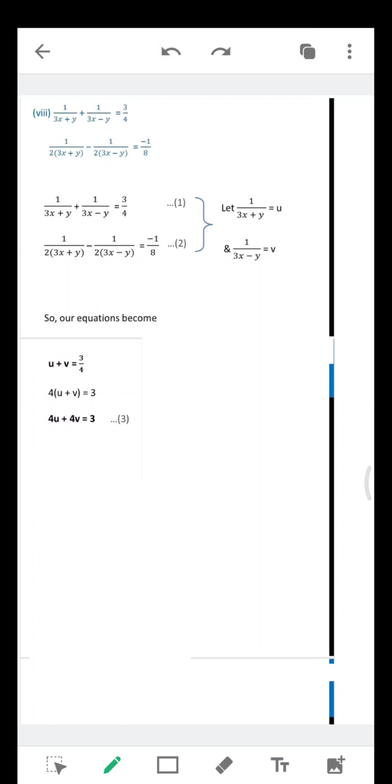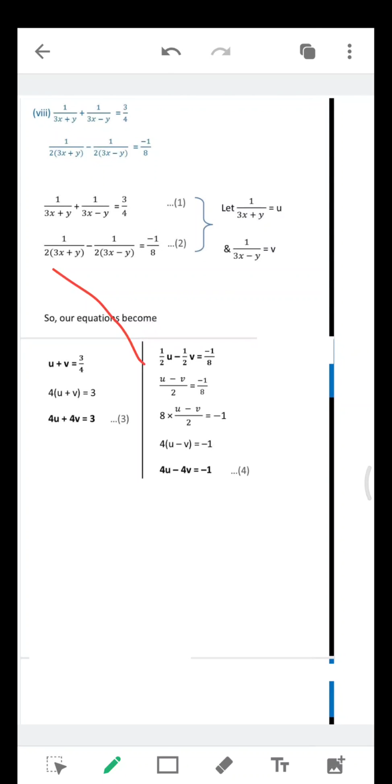Then the next one becomes, this one becomes 1 by 2u. Okay, 1 by 3x plus y is u, so 1 by 2. 2 is in the denominator, so here also it remains in the denominator. Then minus 1 by 2 v, so 1 by 2 is nothing but u by 2, u minus v by 2. And if you cross multiply 8 here, what happens? This 8 cancels with 2, 2 4 times, 2 4 times is 8, 4u minus 4v is equals to minus 1. Okay, so these are the simplified forms.